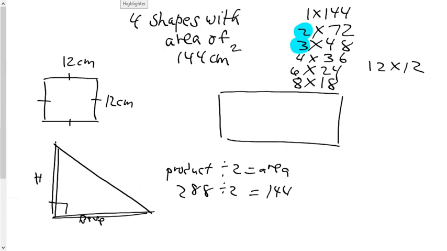This is interesting. Since 144 times 2 is 288, you can take any of these numbers and multiply them by 2. So 2 by 144 will work. 3 by 96 will work. 4 by 72 will work. 6 times 48 will work, etc. So any of those combinations for your base and height will work.